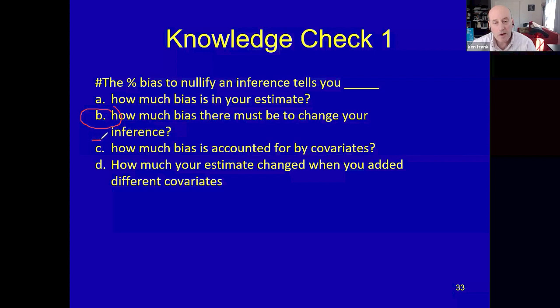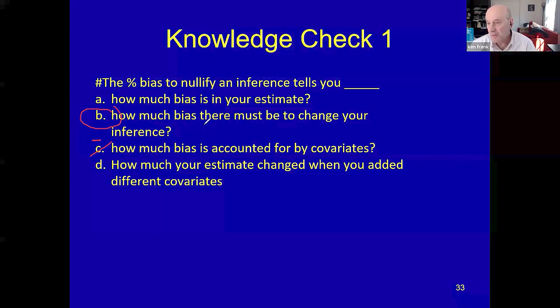One person checked C here and said how much bias is accounted for by the covariates. We will use information about bias accounted for by the covariates later on, but right now we do not know. For the analysis I just presented, we do not know how much bias is accounted for by the covariates. We only know how much there would have to be to change your inference. Good. So the answer is B.